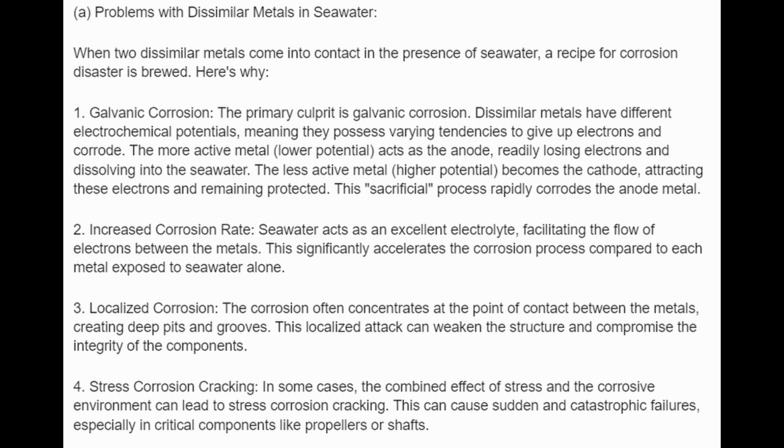The primary culprit is galvanic corrosion. Dissimilar metals have different electrochemical potentials, meaning they possess varying tendencies to give up electrons and corrode. The more active metal, lower potential, acts as the anode, readily losing electrons and dissolving into the seawater. The less active metal, with the higher potential, becomes the cathode, attracting these electrons and remaining protected. This sacrificial process rapidly corrodes the anode metal.